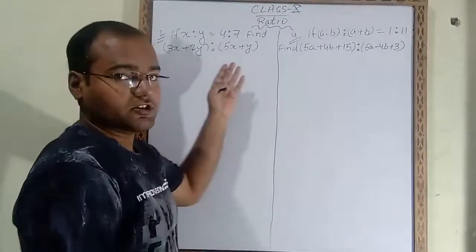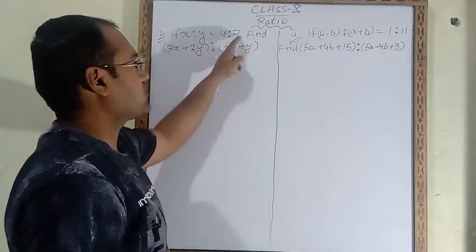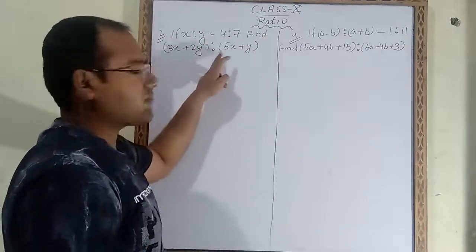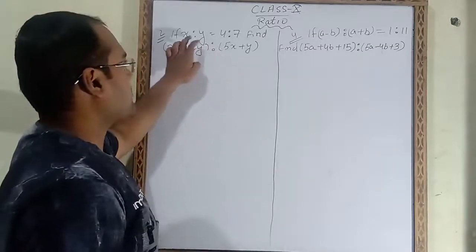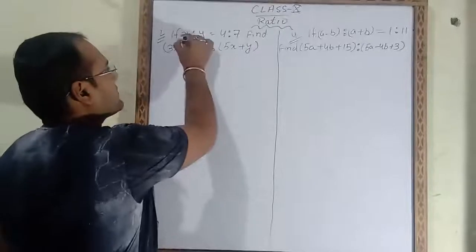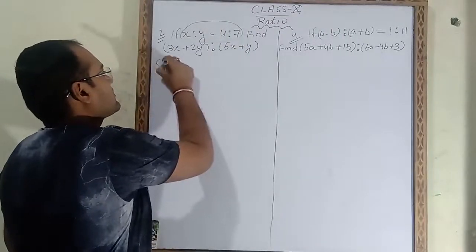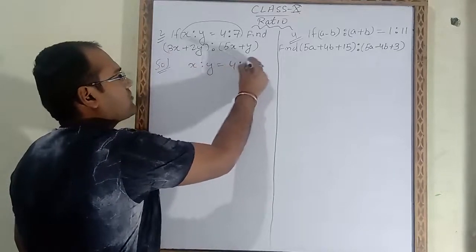This is the first question. The question is: if x ratio y is equal to 4 ratio 7, then we have to find 3x plus 2y ratio 5x plus y. So in order to solve this question, first of all we have to take the help of this part. x is to y is 4 is to 7. So we will take x ratio y is equal to 4 ratio 7.